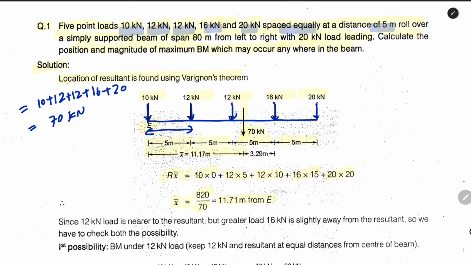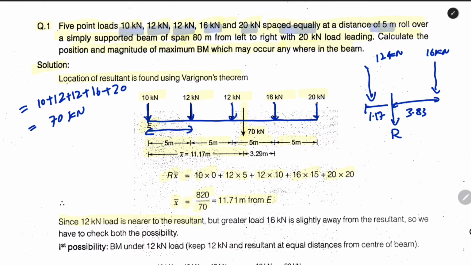Now since the 12 kilonewton load is nearer to the resultant, we have to check something. This is our resultant force which is very close to the 12 kilonewton load. It is at a distance of around 1.17 and this will be 5 minus 1.17, that is 3.83 something, where we have the 16 kilonewton load.